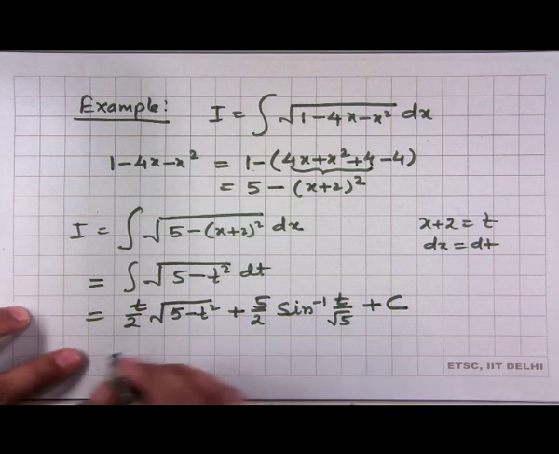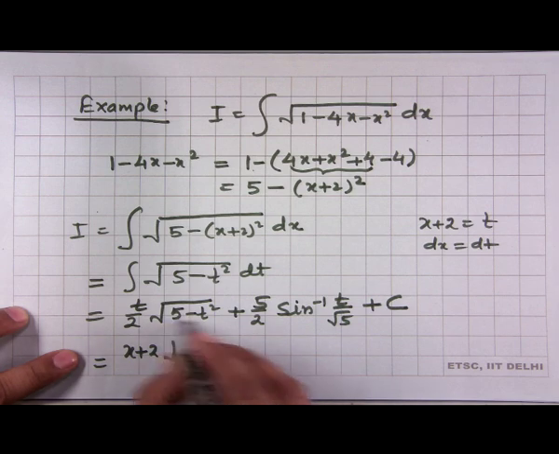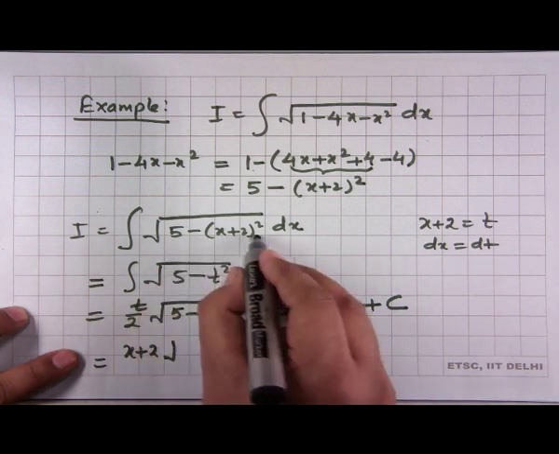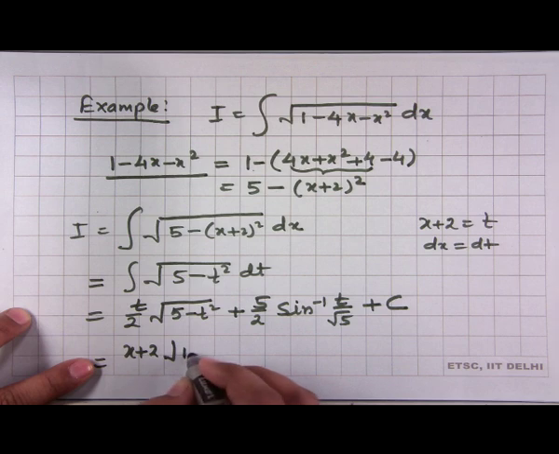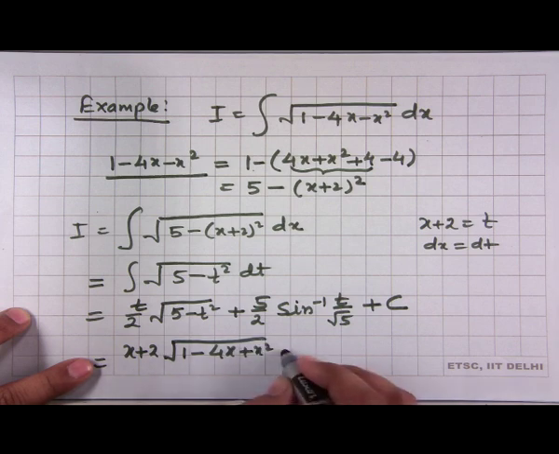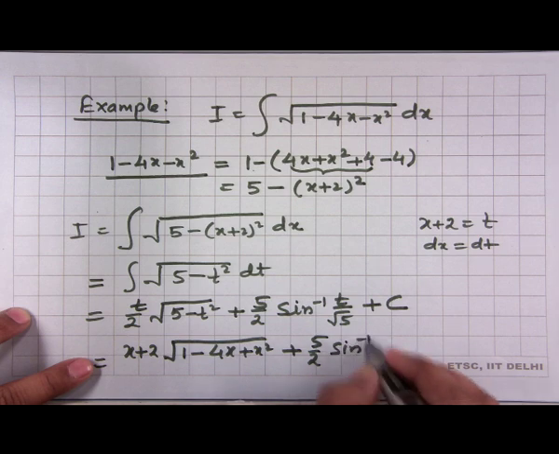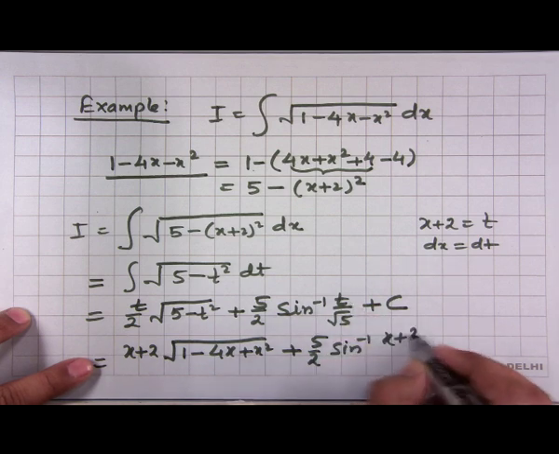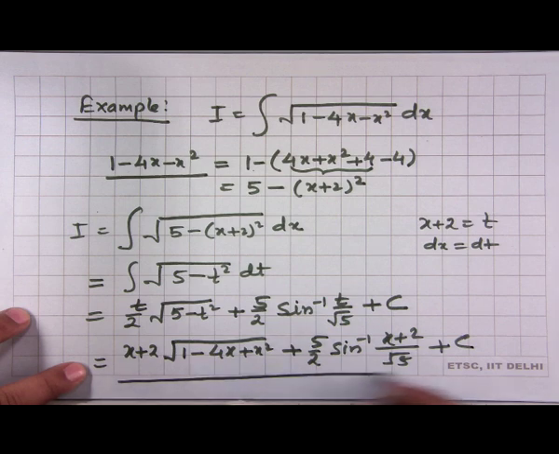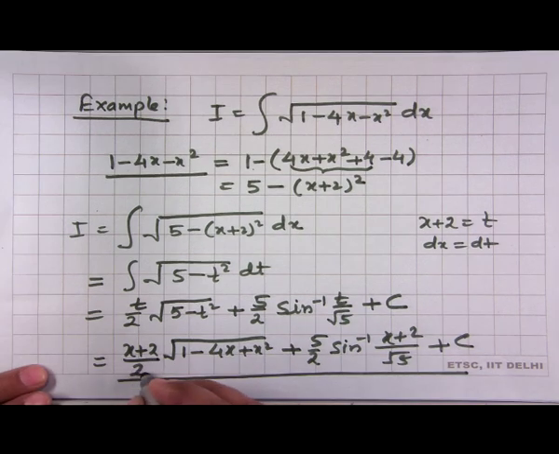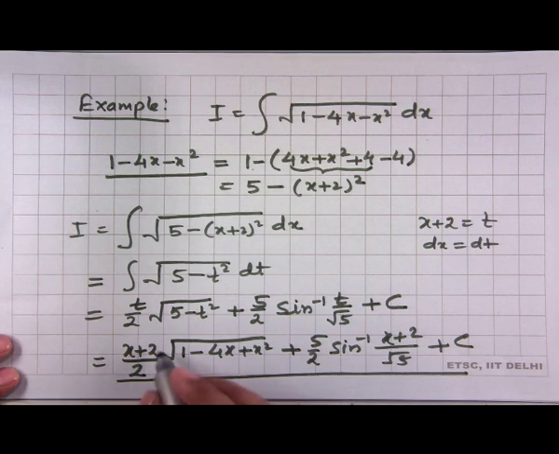Replacing t by x plus 2, we get x plus 2 by 2 square root of 5 minus (x plus 2) square, and this is the same as 1 minus 4x minus x square. So, I will directly replace this one, 1 minus 4x minus x squared, plus 5 by 2 sine inverse, t is x plus 2 by root 5, and then plus constant. This should be x plus 2 by 2, that is the answer.